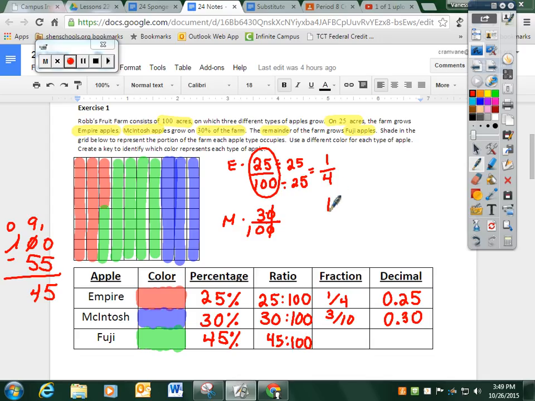I am going to simplify that fraction just because I love simplifying fractions. Divide by 5, divide by 5. That is going to scale down to 9/20.